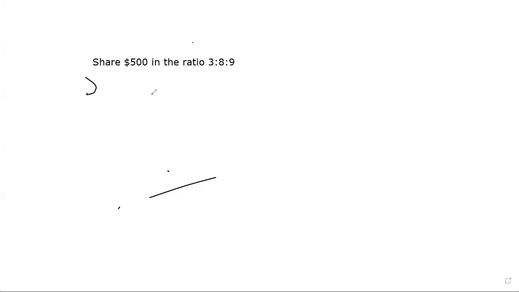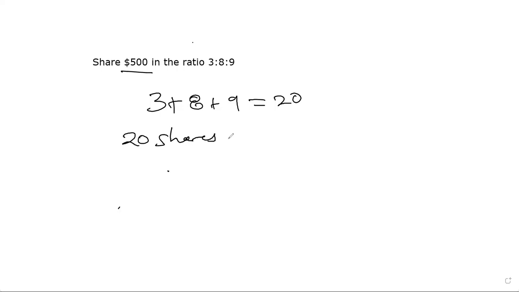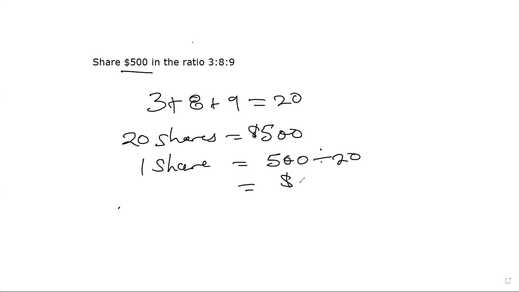All right. So we add 3 plus 8 plus 9. And that will give us a total of 20. So now, because the total share is 500, it means that 20 shares is equal to $500. So we can find for one share. In ratio, as I was saying to the earlier class, once you find one share, we're good to go. We can find any number of shares. So we divide it by 20, and that will give us 25.